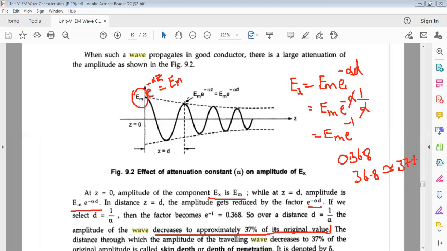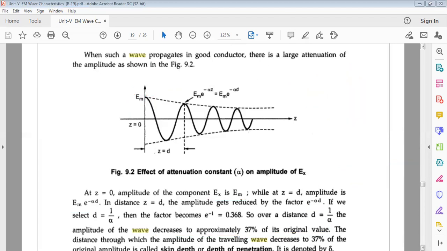So how much does it decrease from the actual value? The actual value is EM. It reduces to 37% of its original value when it travels a distance d, from z equals 0 to z equals d. Got it, my dear friends?